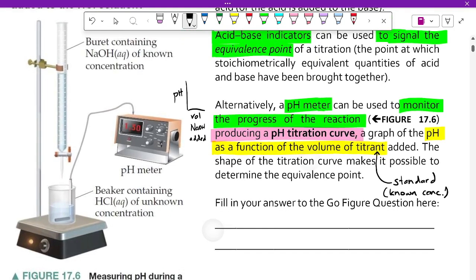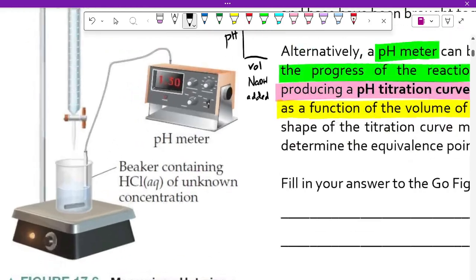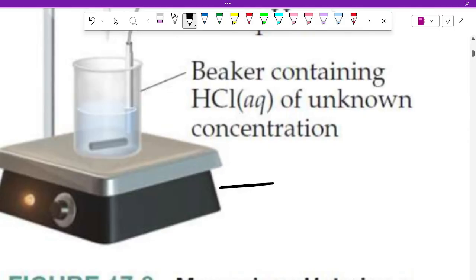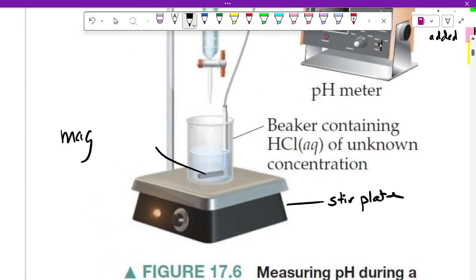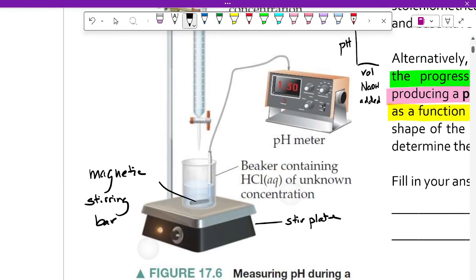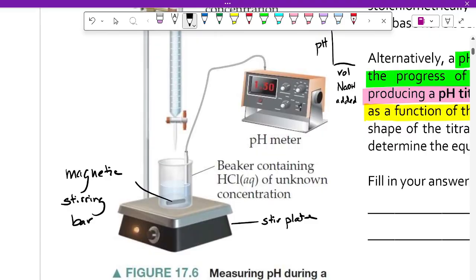How do you do that? You stick the pH meter into the beaker or the flask. Very often you will put it on a stir plate, which looks like a hot plate, but it's not. And at the bottom of the stir plate, you'll put a magnetic stirring bar. And so in that beaker, we have some HCl of unknown concentration.